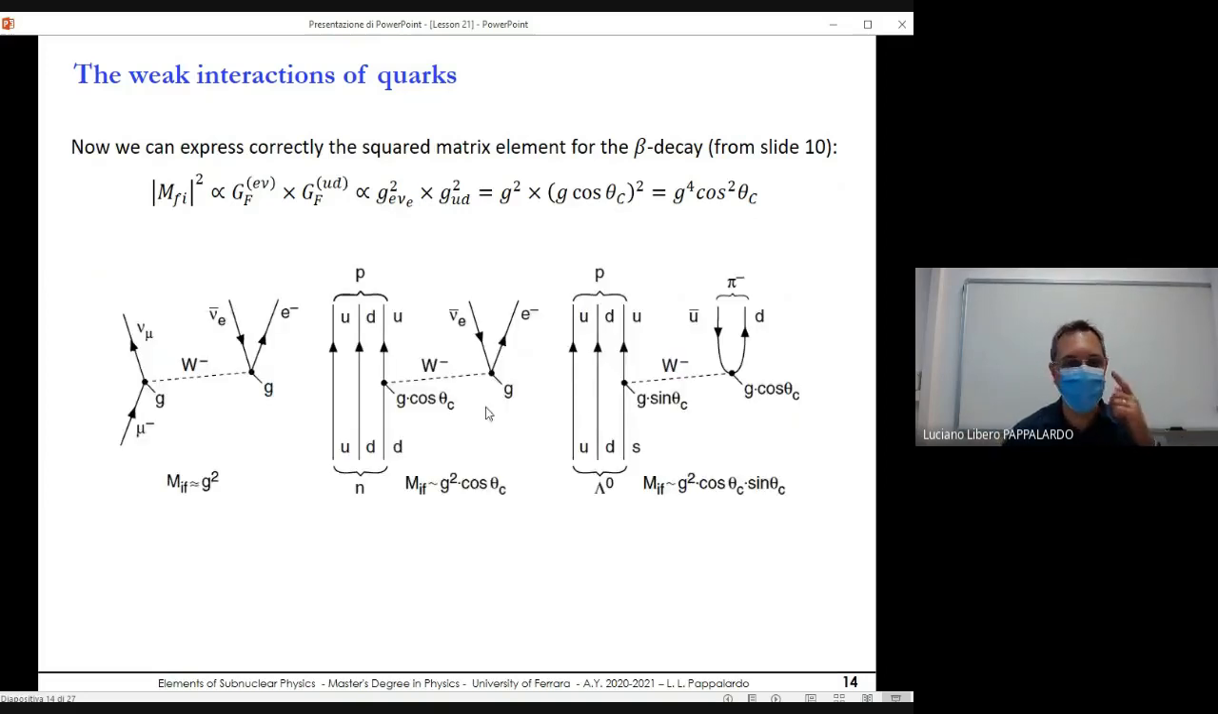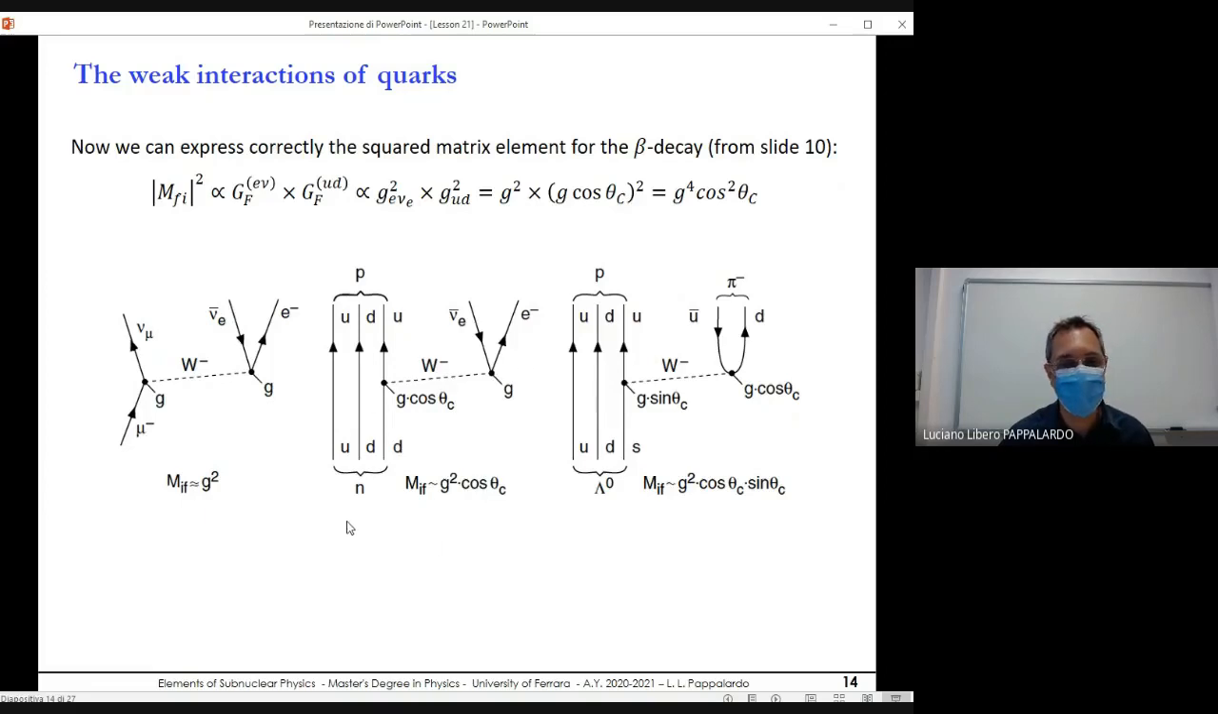Let me show you three relevant examples. The first one is, as usual, the decay of the muon: the muon goes to a muon neutrino, and then the W decays into an electron and a neutrino. In this case, we have two vertices, both leptonic. There is no mixing, and so the matrix element is proportional to G squared.